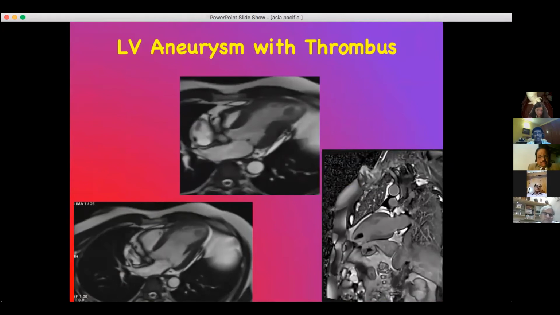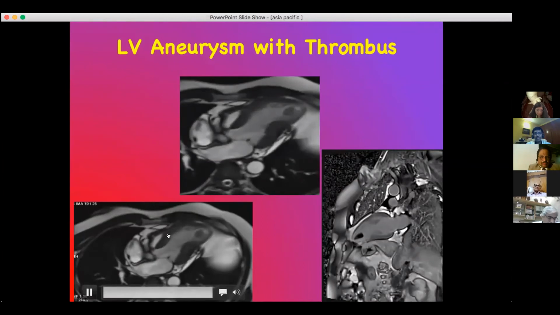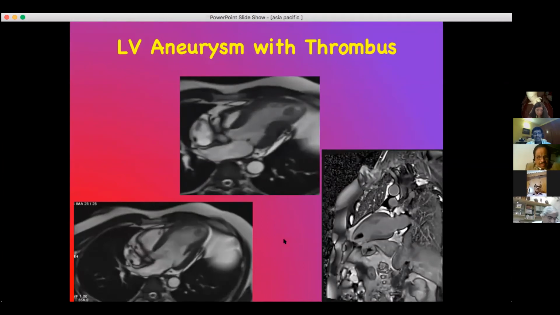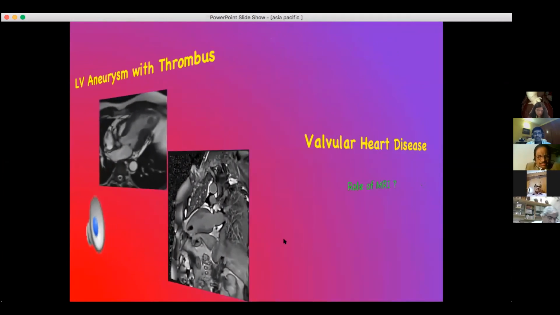The second group is the patients where we need to do reconstructive techniques, especially those with aneurysms. And the MR really gives us a lot of data on the presence of clot, the volume of the aneurysmal segment, the volume of the remnant LV, and helps surgeons to perform these procedures.